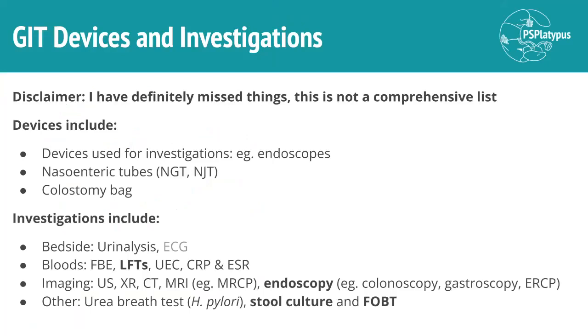Okay, so in terms of devices, there are a bunch of devices that are used for investigations, for example, endoscopes. But really what I'm going to focus on in devices are those that aren't used for investigations, because I'll be talking about investigations. So things like nasoenteric tubes, so nasogastric tube, nasojejunal tube, etc., as well as a colostomy bag. And then in terms of investigations, we're going to talk through some bedside investigations, bloods, imaging, and other.